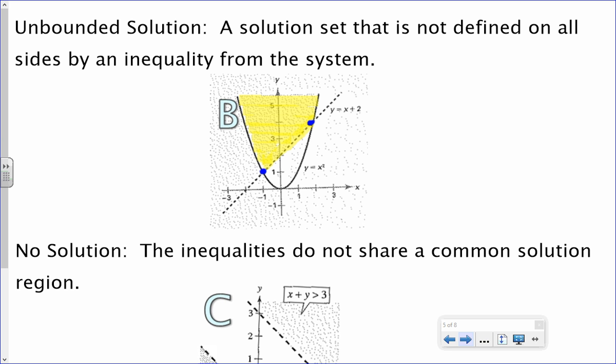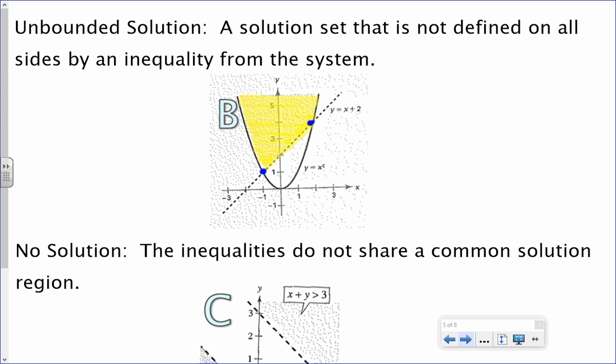From our warm-up, the people that I had come to the board, we have two solution sets that have unbounded solutions. The red and green together made an unbounded solution towards the right. The two linear ones, I don't know what colors those were, we have an unbounded solution that's going to grow up.